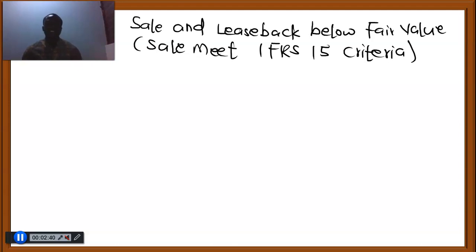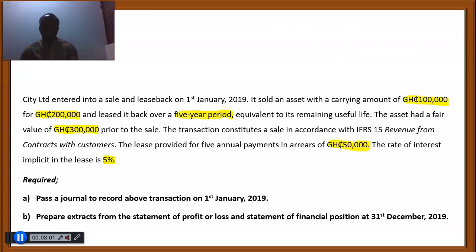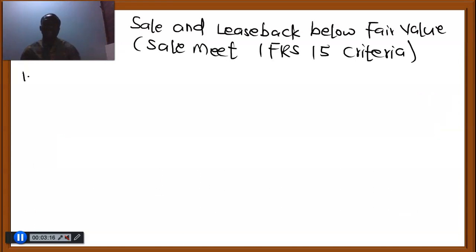Alright, so in a situation where there is a sale and leaseback below fair value, you have to go through 6 steps in order to journalize the transaction on the date on which the transaction took place. First of all, the seller-lessee. In this situation, the seller-lessee is City Limited because it owned the asset earlier and then it sold it and now it's leasing it back. This is how City Limited is going to account for the transaction.